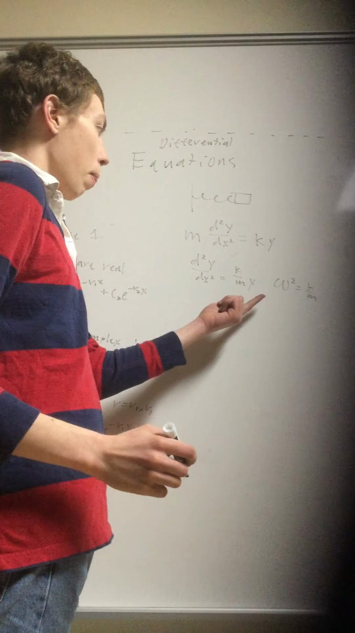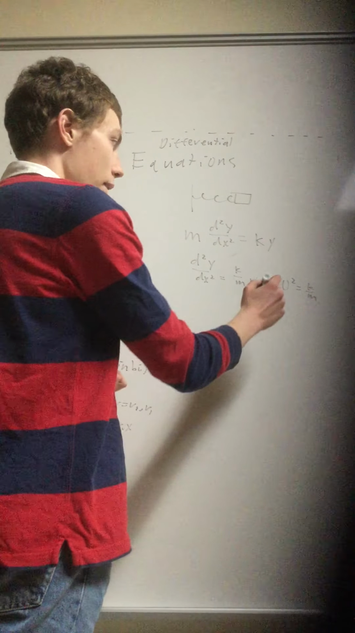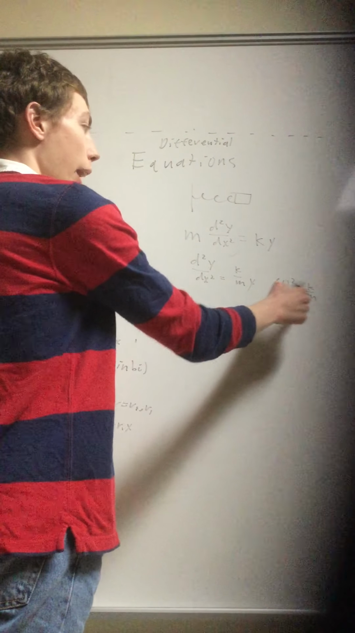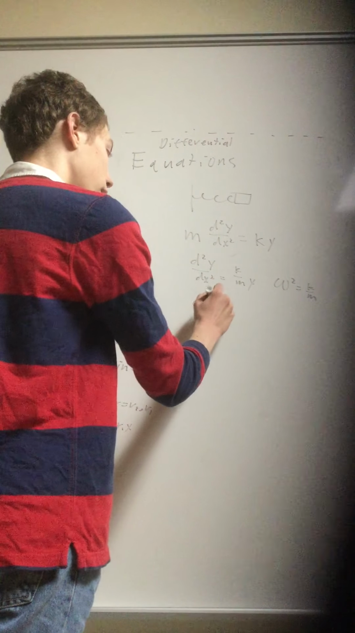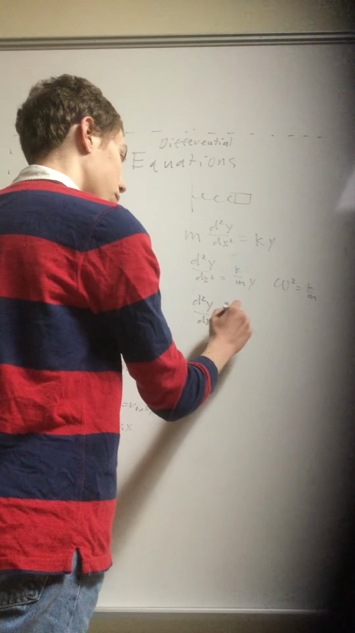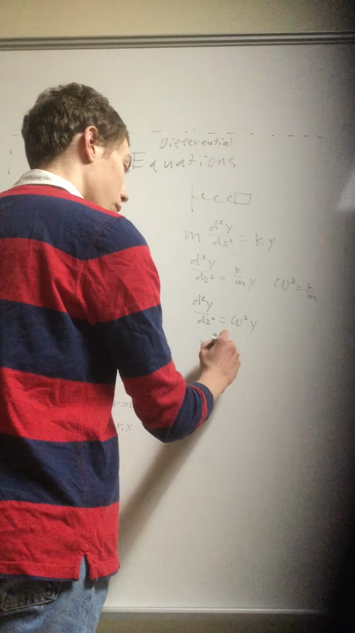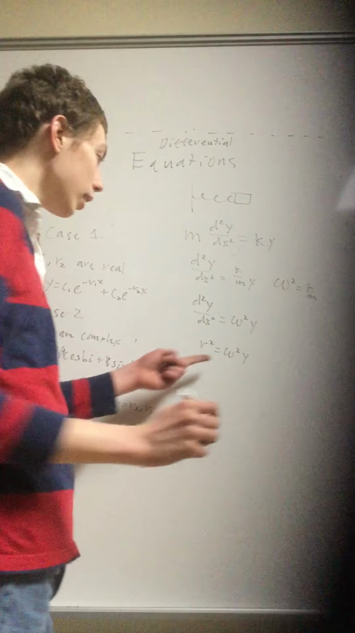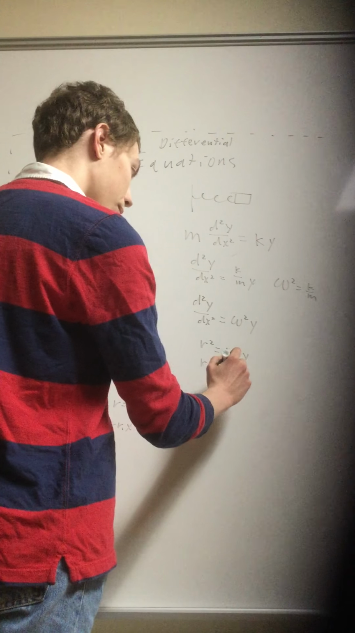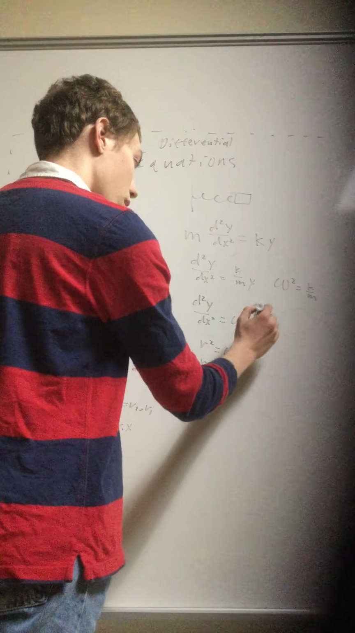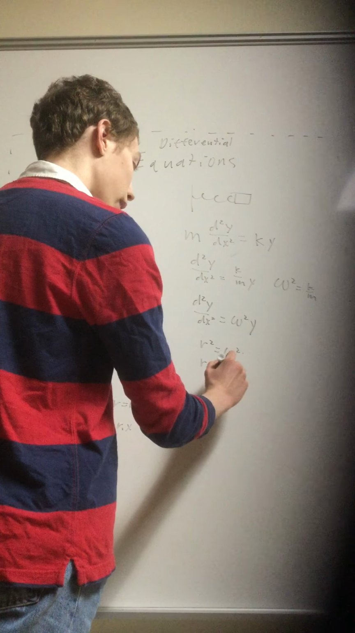So basically, omega is just the square root of this thing, and we're going to plug that in because it turns out that it'll make the solutions a lot nicer. Now write the auxiliary equation. This is r squared equals negative omega squared. It's easy to solve this equation. It's just a simple one. It's just r equals plus or minus omega.